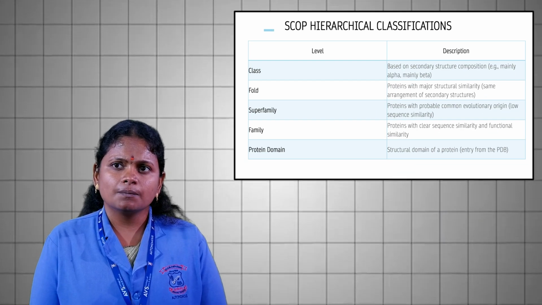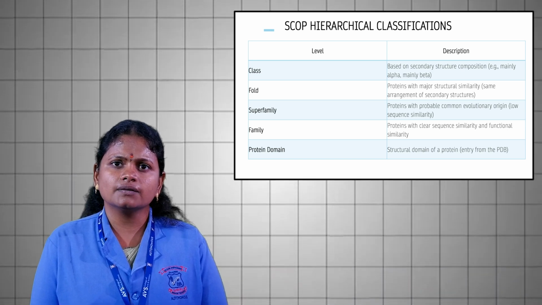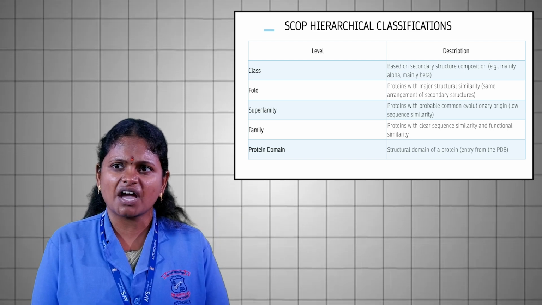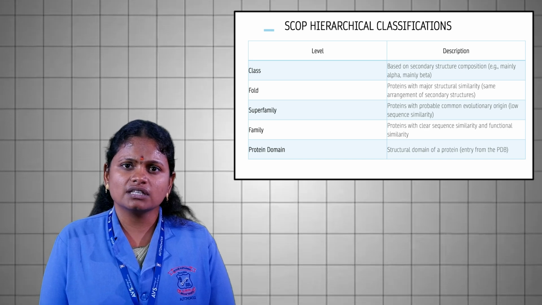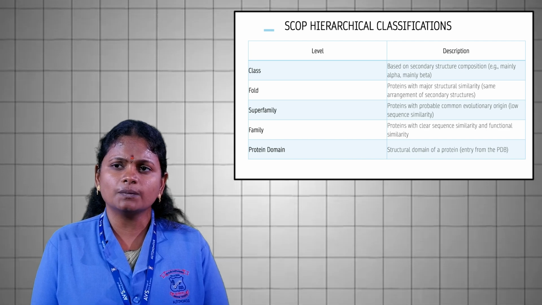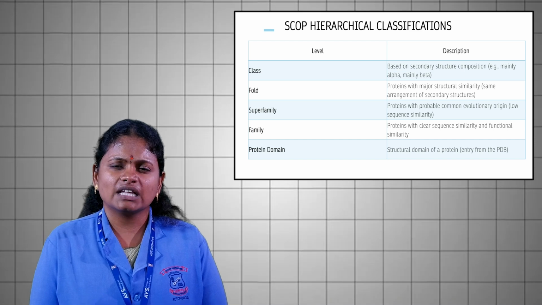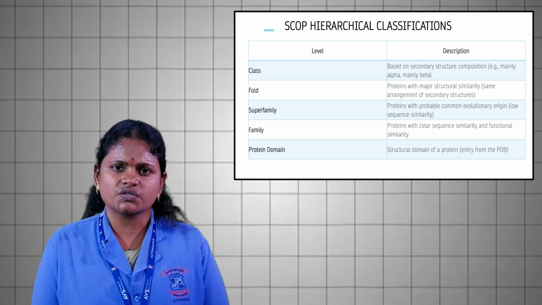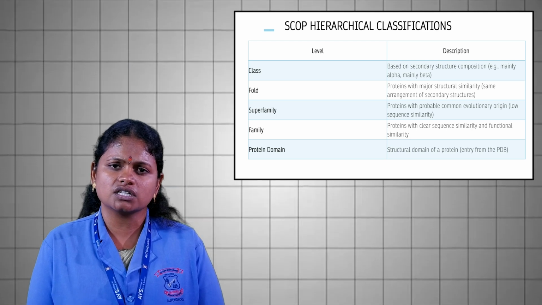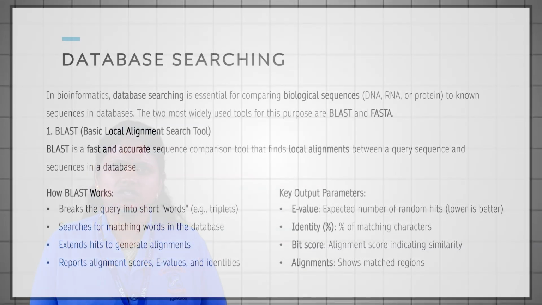Class is usually based on secondary structure, for example mainly alpha, beta and fold. Then fold uses proteins with major structure similarity based on the secondary structure. Then superfamily: proteins with a probable common evolutionary origin, and protein domains. Then PDB uses the protein structure, and the source of the DNA structure and RNA structure, an overall visualization tool. Next, database searching.